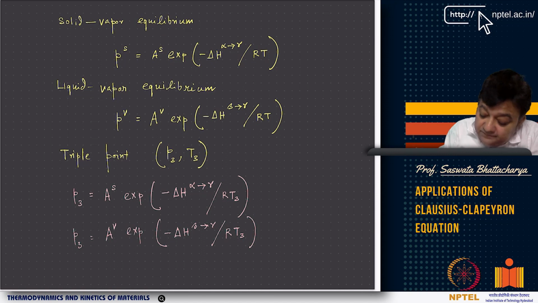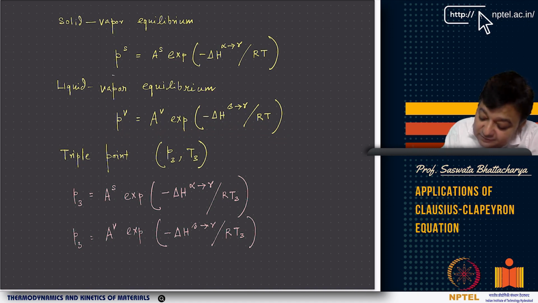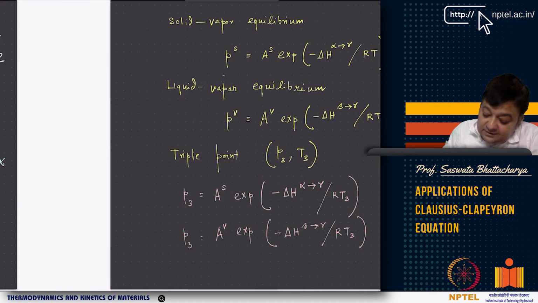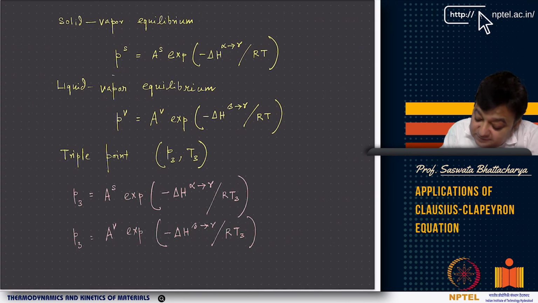Now, as you know, using this minus e to the power minus chi type of idea, say if this is for the solid vapor equilibrium, where S indicates the sublimation process, you can write PS equals some coefficient AS exponential minus delta H alpha to gamma by RT. And for the liquid vapor equilibrium, P vapor equals AV exponential minus delta H beta to gamma by RT. This is alpha to gamma: alpha is solid, gamma is gas.